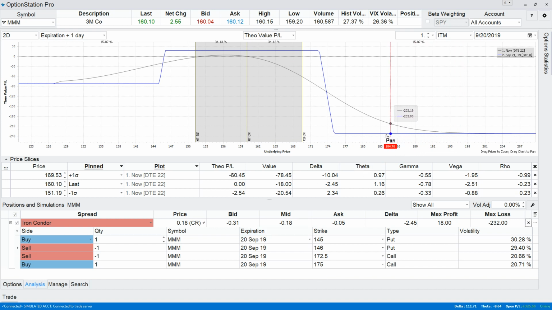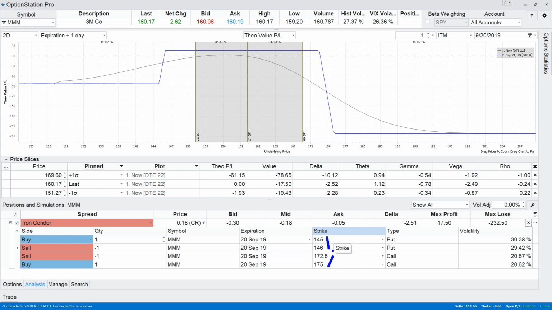You can see the blue, how you have the condor. This is the body of the condor in the middle, but then one wing is higher and the other wing is lower. So it's known as a broken wing iron condor. And the reason why is because the distance between 145 to 146 is 1, while the distance for the call side, which is 175 to 172.5, is 2.5.